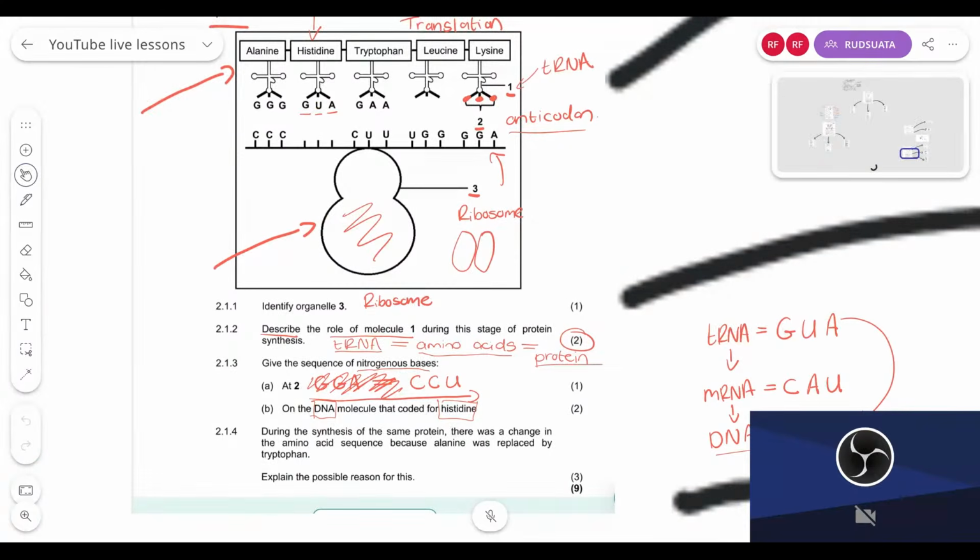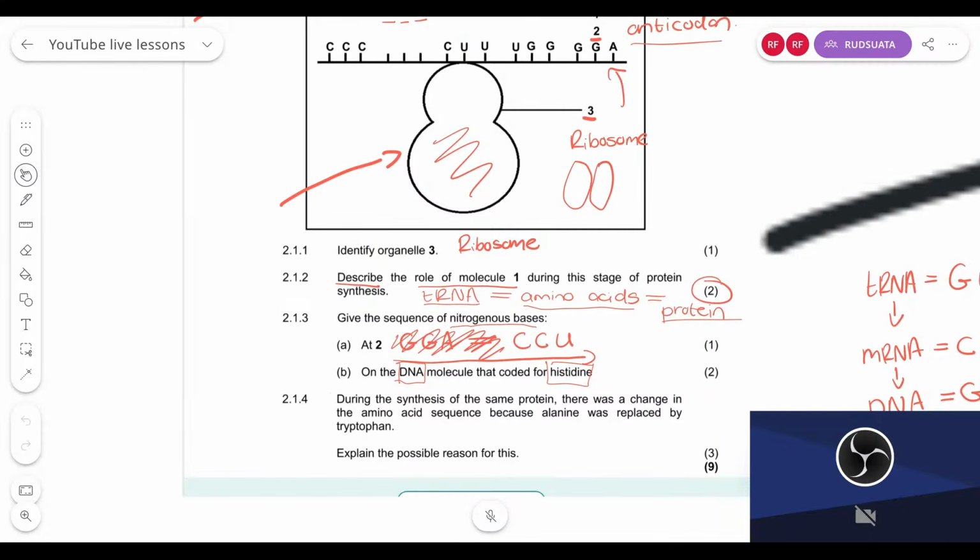Last but not least, for 3 marks, it's going to be our last little revision question for today. It says, during the synthesis of the same protein, there was a change in the amino acid sequence. Immediately you see change, you must think mutation.